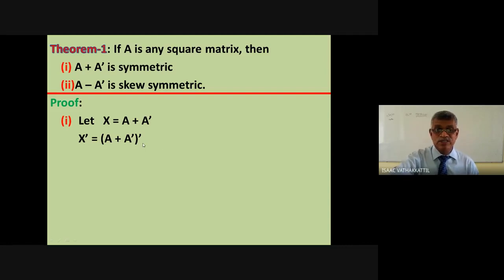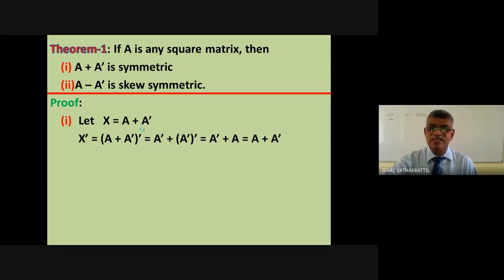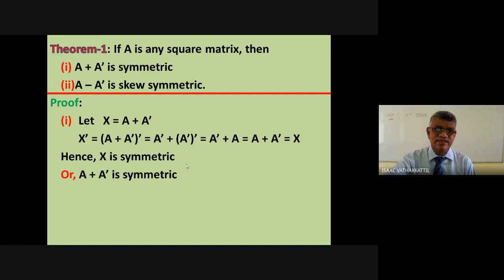What is (A + A')'? You know (A + B)' is A' + B'. So (A + A')' is A' + (A')'. But what is (A')'? (A')' is A. So this is A' + A. But matrix addition is commutative, so A' + A I can write as A + A', which is nothing but X. So X' equal to X, therefore X is symmetric. Hence A + A' is symmetric.